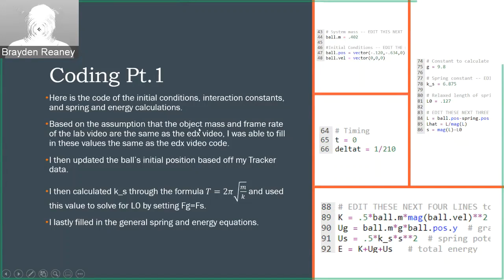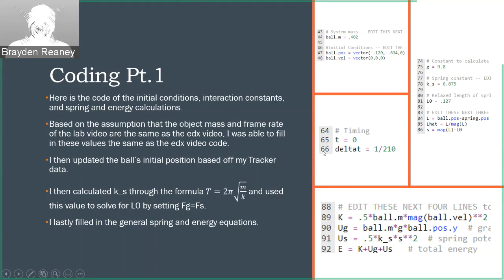Based on the assumption that the object's mass and frame rate of the video lab are the same as the edX video, I was able to fill in these values the same as the edX video code. You can see here is my delta t, which is the same as the edX, and the ball's mass, which is the same as edX. I then updated the ball's initial position based off of my tracker data. Because we had a slightly different video, it had a slightly different initial position.